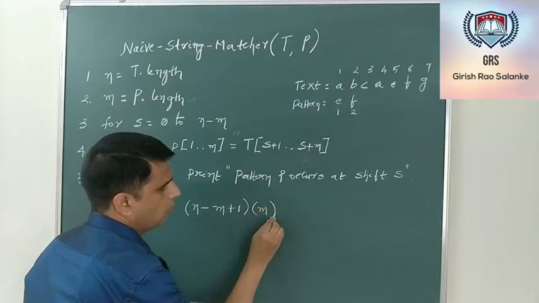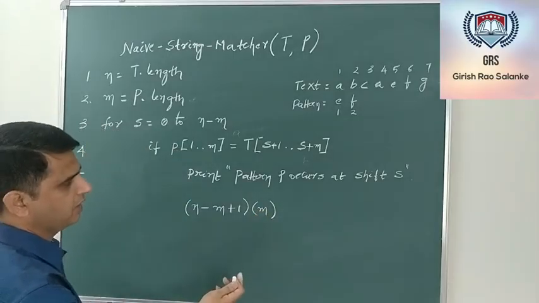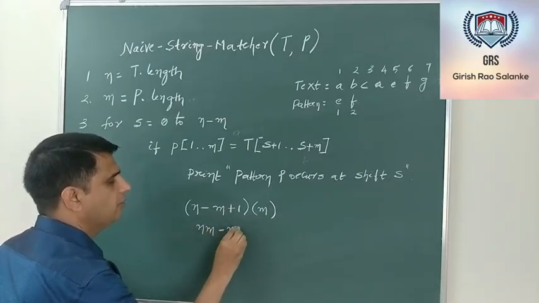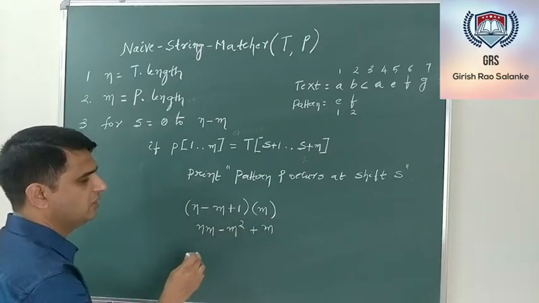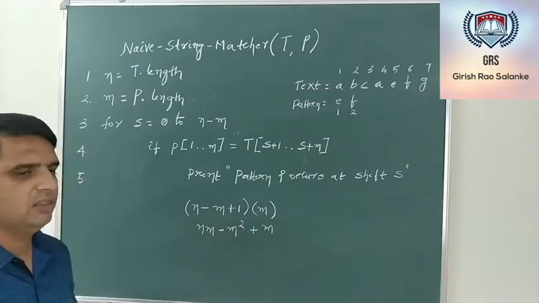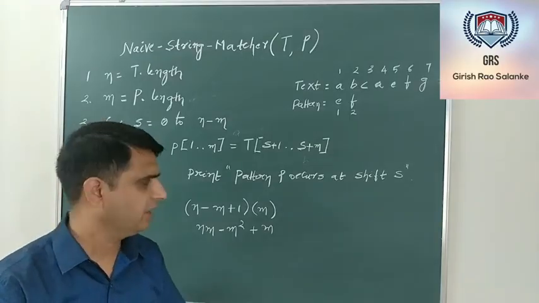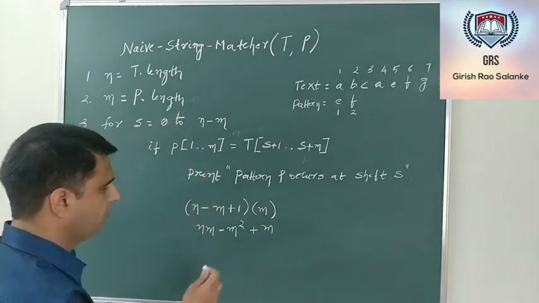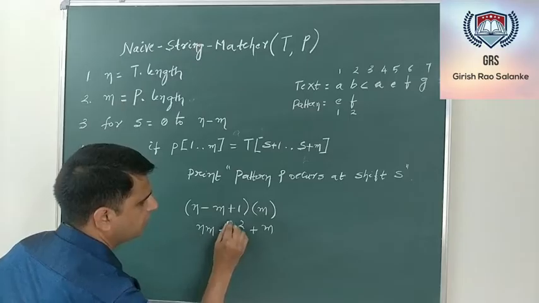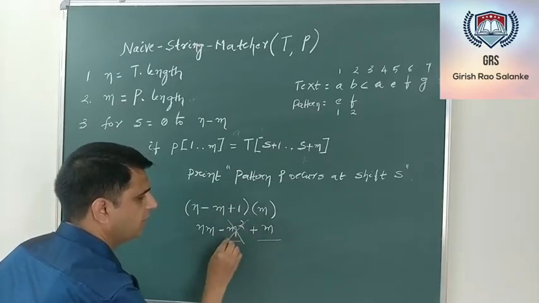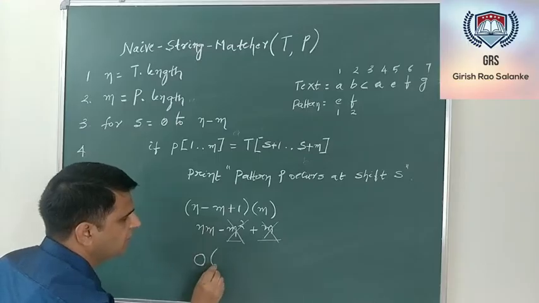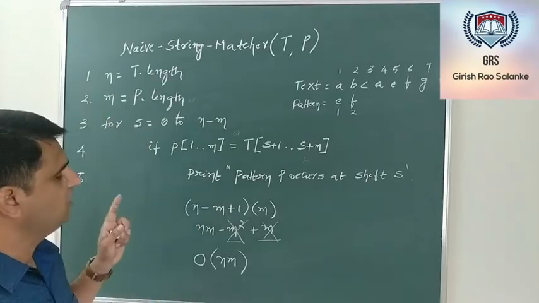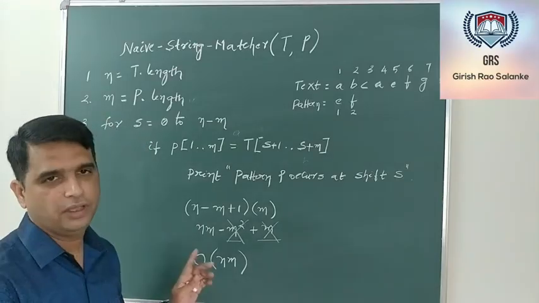So the total number of comparisons is (n minus m plus 1) times m, which is nm minus m square plus m. This is the actual number of comparisons we do in the naive string matching algorithm. Asymptotically, the value of n is very high when compared to m, so we don't take into consideration the m square and m. So the efficiency is order of nm. Note that the efficiency of the naive string matching algorithm is order of nm.